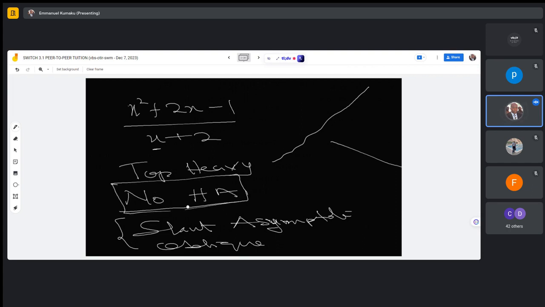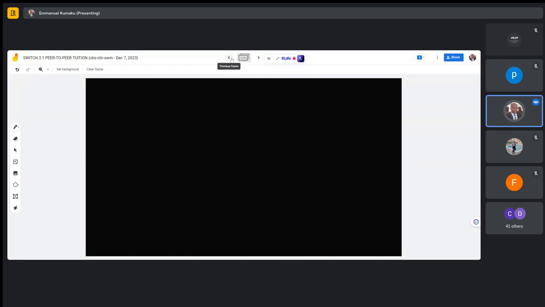So let's take key note of this. When the expression is top heavy, no matter the difference between the degree at the top and the bottom, there is no horizontal asymptote. However, if the difference between the highest powers at the top and the bottom is just 1, then we move into the domain of what we call oblique asymptote. Good. So let's go back to our previous screen.